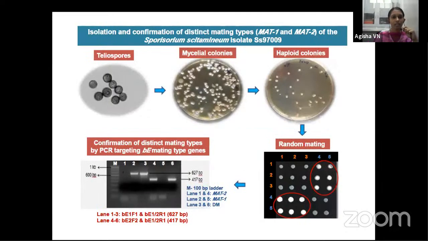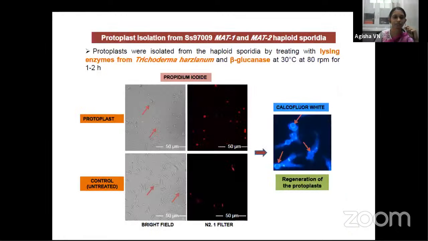Coming to the isolation of distinct mating types, teleospores were surface sterilized and plated onto PDA with streptomycin to obtain mycelial colonies, and a single mycelial colony was again plated onto PDA to obtain haploid colonies. The opposite mating types were identified by the random mating method, which is based on a fuzzy type appearance on the plate. Further, confirmation of distinct mating types was done by PCR targeting the b mating type genes.